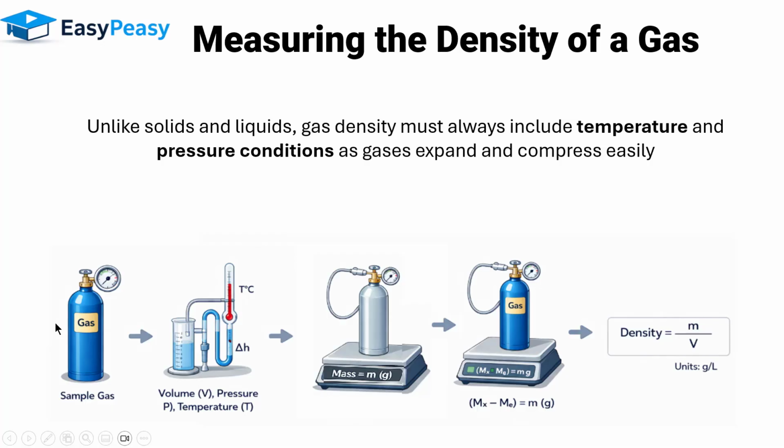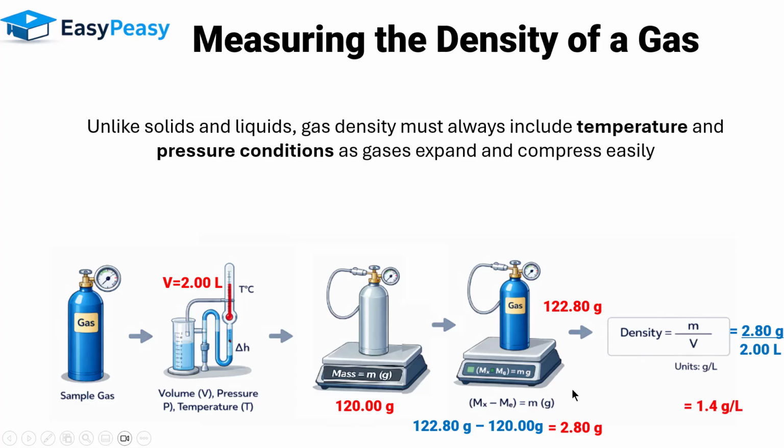Now let's say this gas has a volume of 2 liters with constant temperature and pressure. The mass of the empty cylinder will be 120 and the mass with the gas is 122.80. Now we just need to minus 120 from 122.80 and the answer will be 2.80 grams. Now we have the mass, we have the volume. Let's put them in the formula. So it will be 2.80 divided by 2. And the answer will be 1.4 grams per liter. So that is the density of this specific gas.